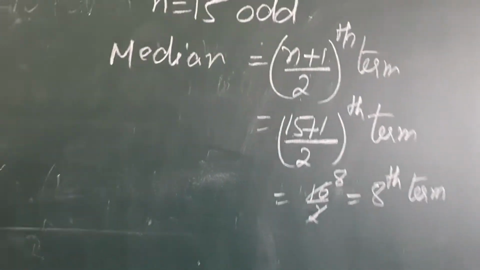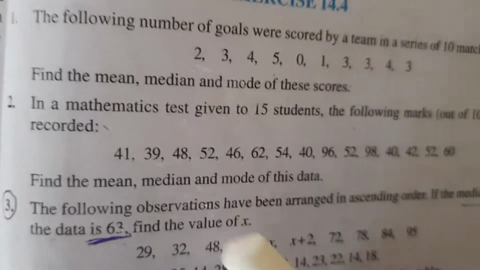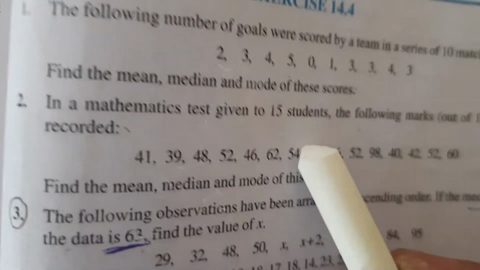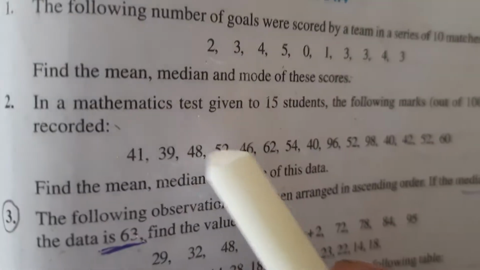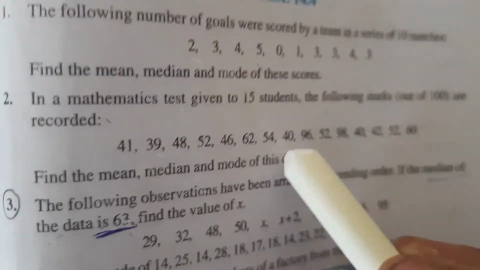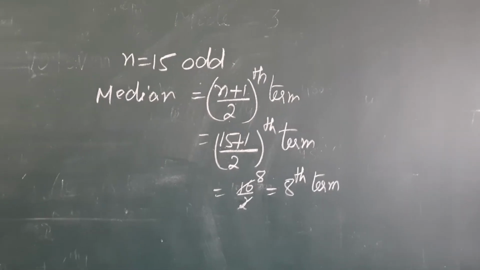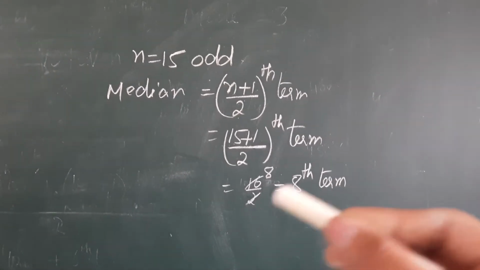So to get the 8th term, first of all you have to arrange the data in ascending order. We can't select the 8th term from the question as given. You should not select first, second, third, fourth, fifth, sixth, seventh, eighth from here. No, this is not the median. What you have to do is first arrange in increasing order, then follow this step. First step is arrangement, then find the median, the 8th term.